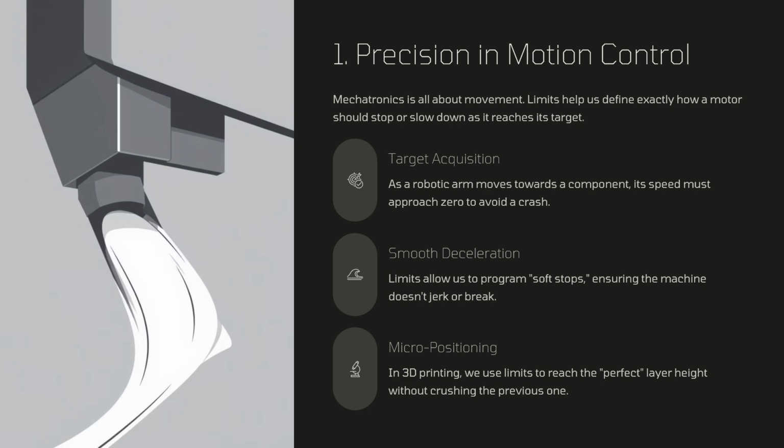Third, we talk about micro positioning. What does this mean? It simply means very small and accurate movement. In 3D printing, the nozzle must move in tiny steps. Limits ensure the printer reaches the perfect height without damaging the previous layer. In easy words, limits give perfect small positioning. An example of this is a 3D printer adjusting layer height.